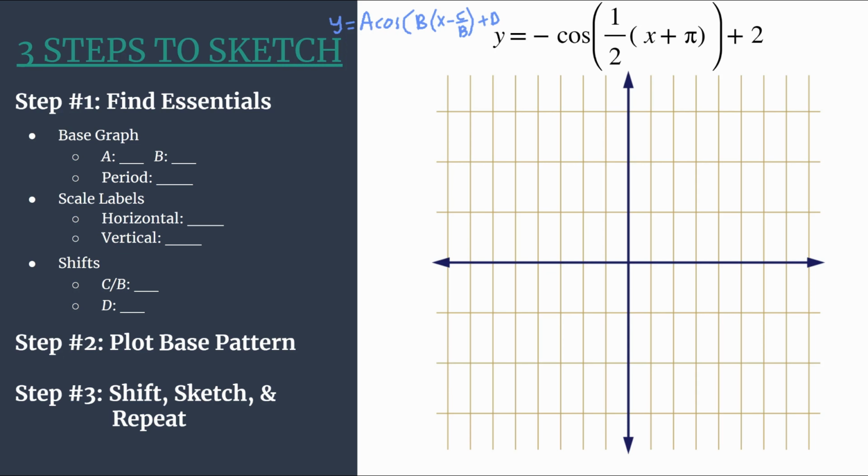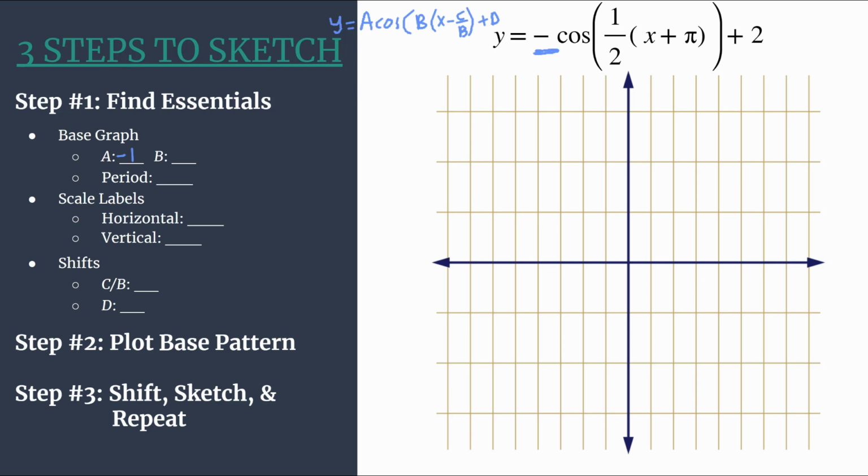All right, let's jump in. Step 1 is to find the essential information and really get it organized. This is the meat of the method. We'll start by identifying a. A is the coefficient in front of cosine. In this case, it's a -1. The absolute value of a tells us what our amplitude is for our graph. So our amplitude is just 1. It's the same amplitude as our parent graph, y equals cosine x.